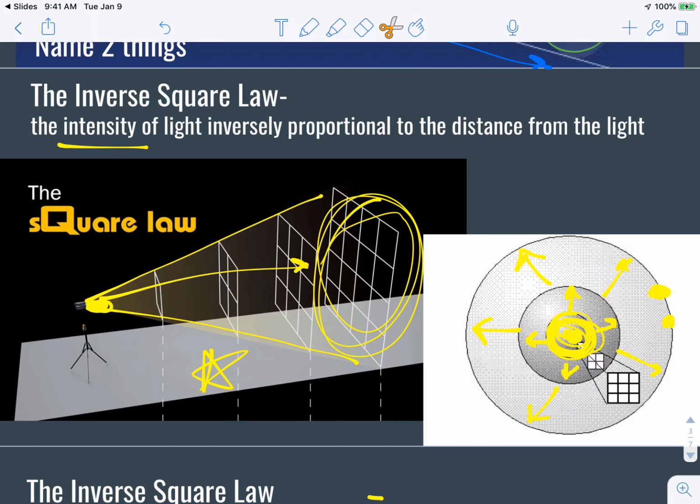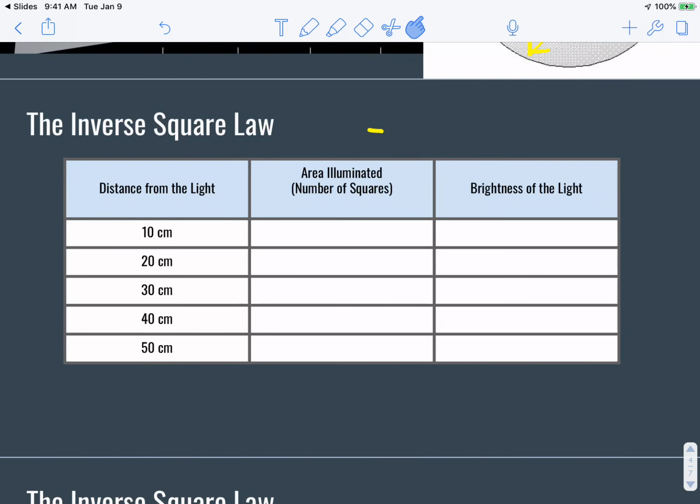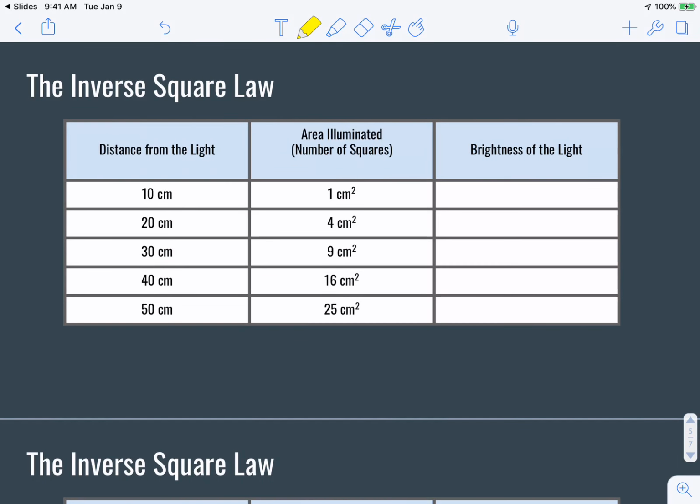Okay, let's continue. Now the inverse square law, this is the data that we recorded during the lab. We had it set up so that we took these measurements. We moved the light 10 centimeters, 20 centimeters, 30 centimeters, 40 centimeters, 50 centimeters away from the reflective surface, and we got these answers right here as our number of squares that were illuminated. So we can definitely see that as we increase distance away, we are increasing the area that it covers.